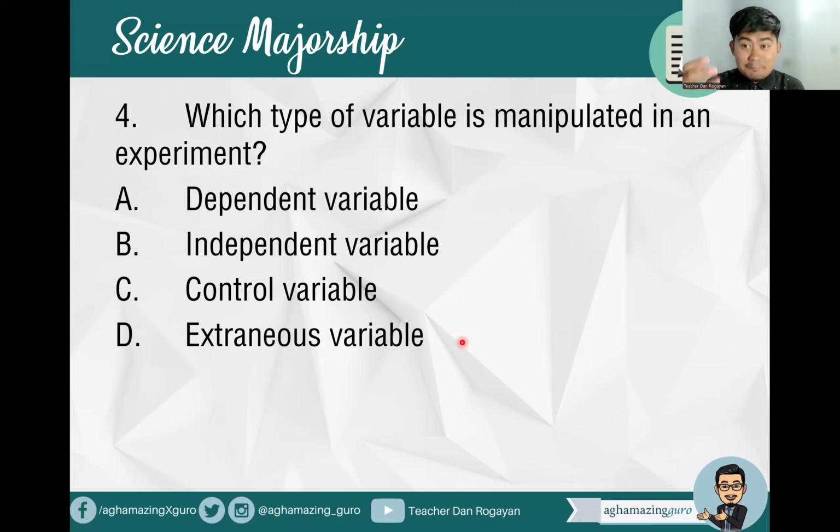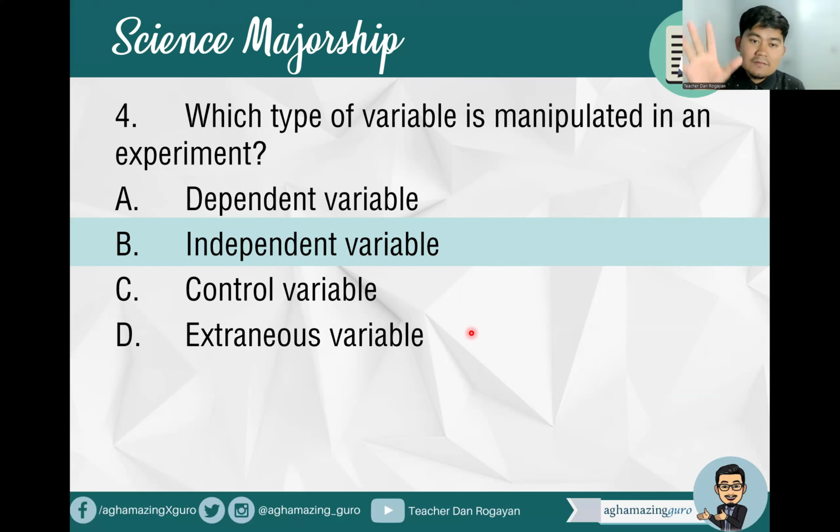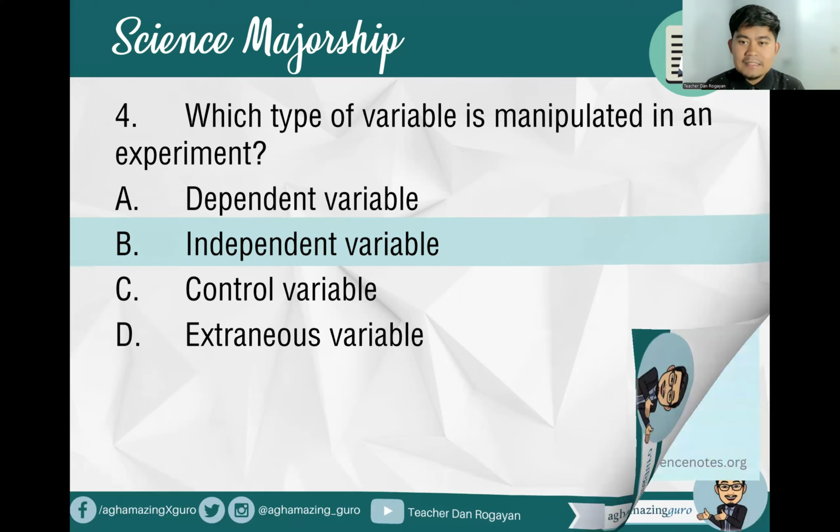All right. So manipulated in an experiment. That's correct. That is our independent variable. So that is what we manipulate, the independent variable. And based on our manipulation, we will see the effects. And these effects are the dependent variable. So the dependent variable responds to or depends on the independent variable. The independent variable is the one which we manipulate.